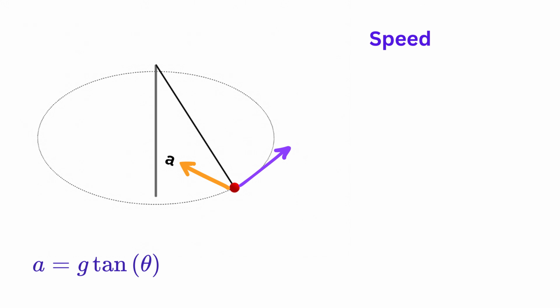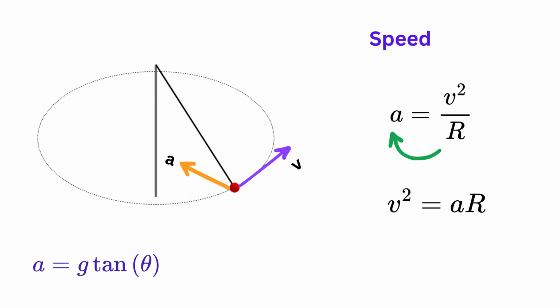Now let us calculate the speed of this mass, which we will label as v. This centripetal acceleration a depends on the square of the speed v and the radius of the circular path r using this formula. Take this r here and then take the square root on both sides to get v as the square root of a times r.